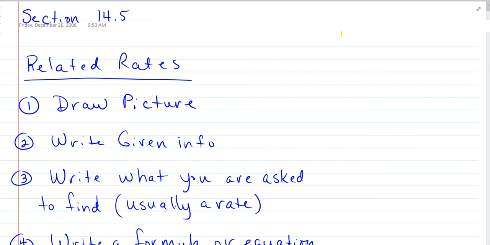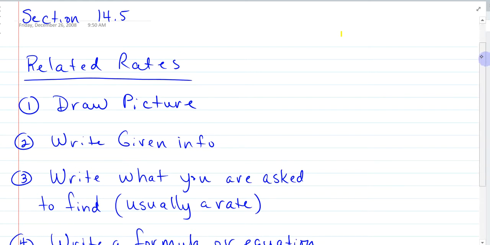This is section 14.5 on related rates. Now we're going to use what we learned in 14.4. We learned a method called implicit differentiation, and we did everything in that section with respect to x. We're going to do it a little bit differently now. Just a couple of steps that I would want to think about.